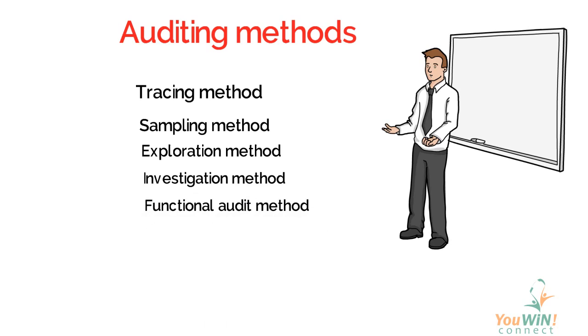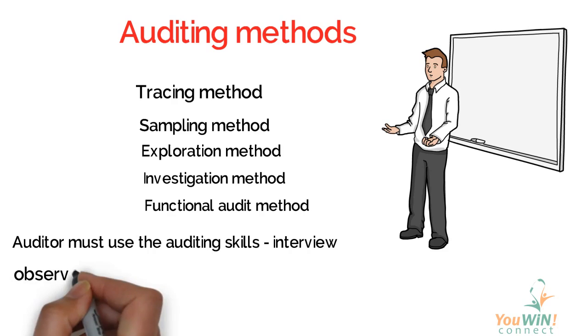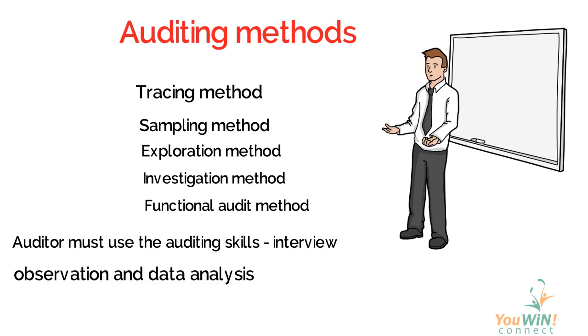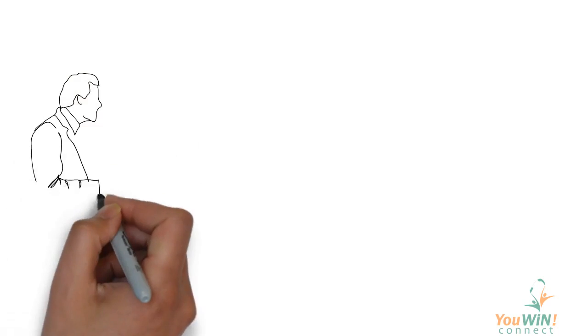Auditors could choose some methods when conducting an audit, but with any method chosen, the auditor must use the auditing skills, which are the interview, the observation, and data analysis. The sampling, exploration, and investigation methods will likely be familiar to you SMEs, but tracing and functional audit methods may be unfamiliar. But the two basic audit methods are the tracing and functional methods.